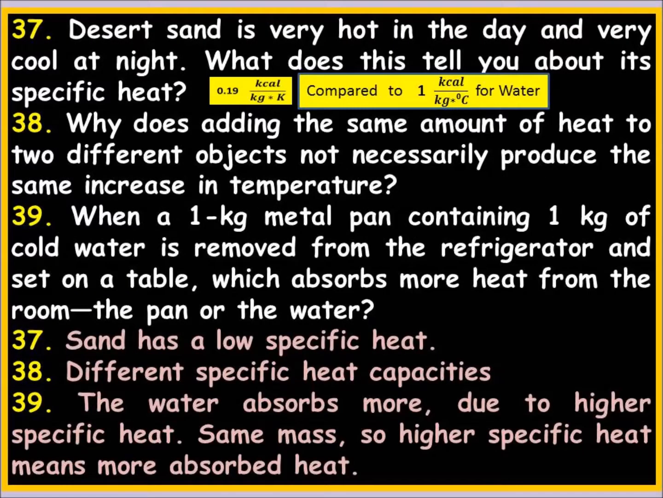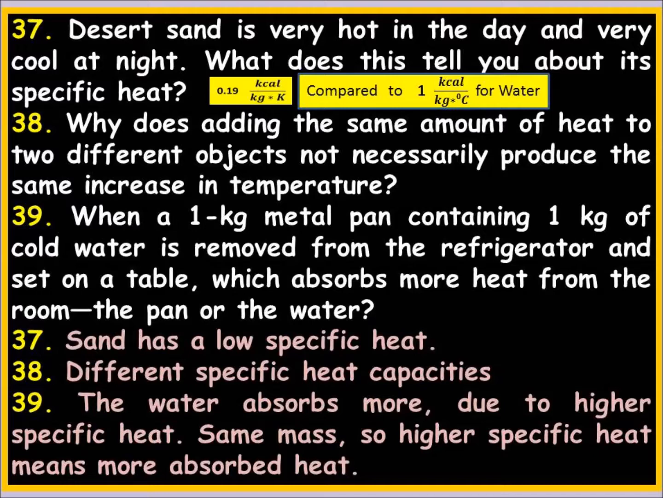Desert sand is very hot in the day and very cool at night. What does this tell you about the specific heat capacity? Very low, about a fifth of that of water. So sand is going to cool off very quickly. The specific heat capacity, of course, is listed right here. Why does adding the same amount of heat to two different objects not necessarily produce the same increase in temperature? Because specific heat capacities are different for each substance.